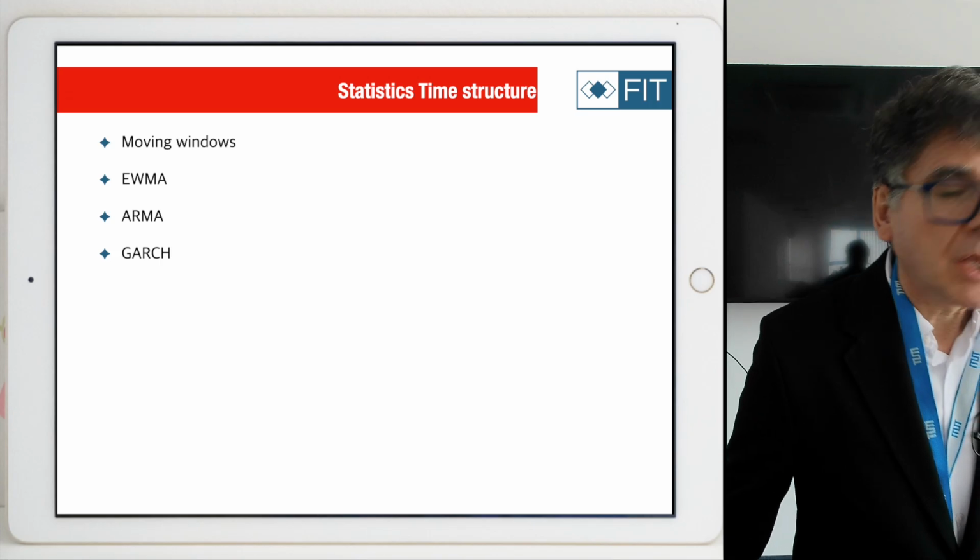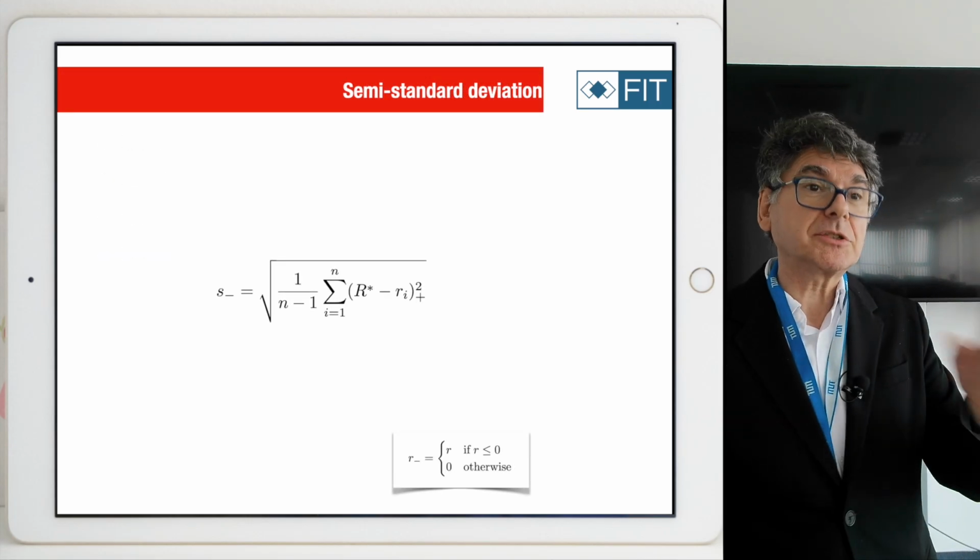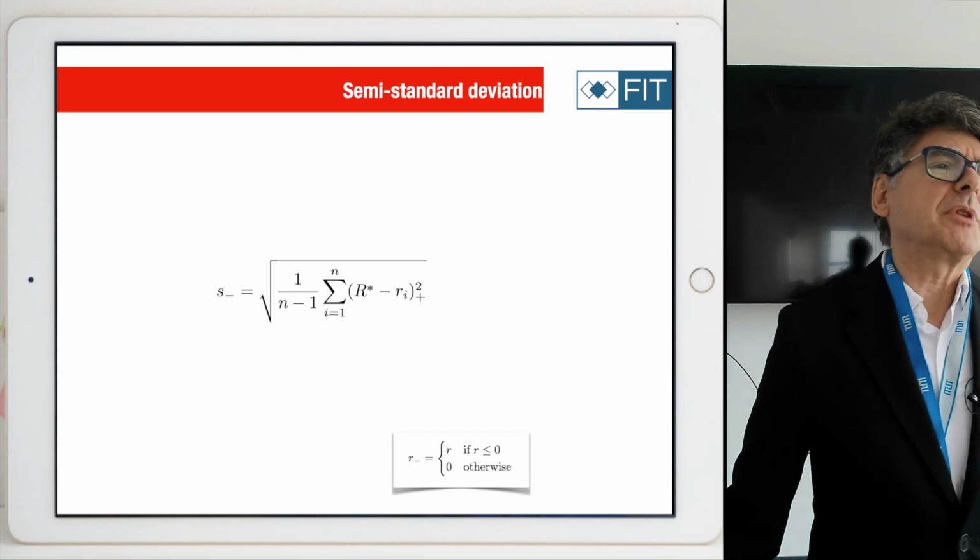What? Okay, I'm not going to the copula. In fact, I was not planning to talk about the copula today. I'll talk about the copula some other time. Okay?